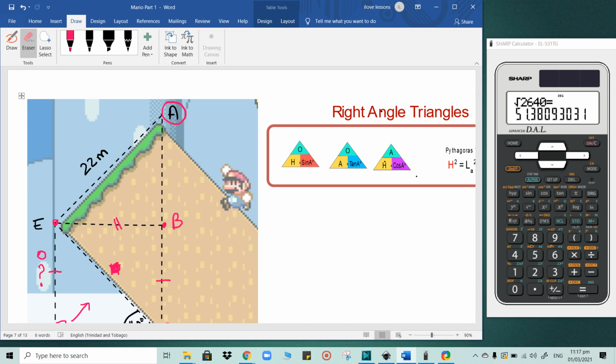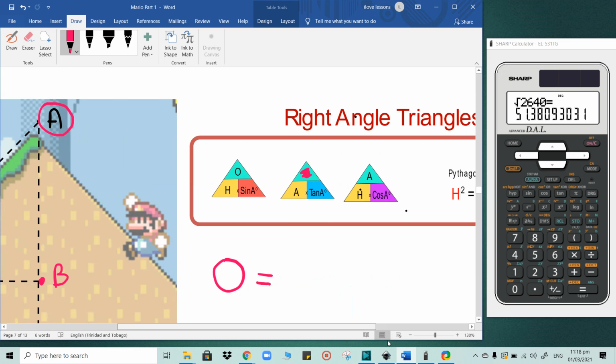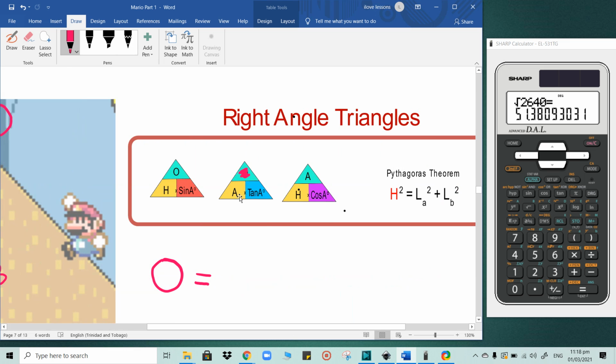If they're asking us to find the opposite, we should block the opposite. Whatever we want to find, we block it. So we block the opposite, and we put opposite and equal. If we block the opposite, we end up with what? Adjacent multiplied by tan theta. I'm zooming in just to show you the multiply sign there. So you'll get adjacent multiplied by tan theta.